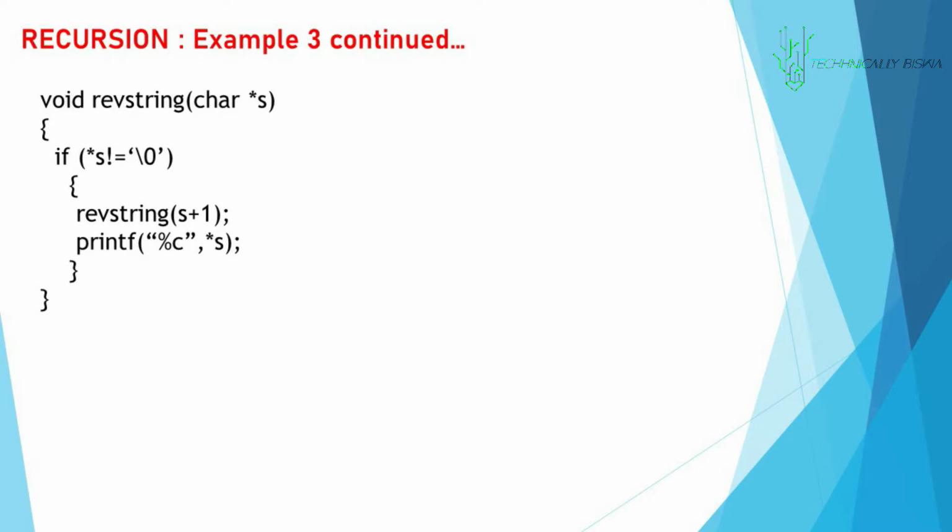Complicated? Just 3 lines. Just 3 lines of code. Okay, clear? And then let's give them line numbers. If condition is line number 1, then Refstring s+1, that is line number 2, printf %c, star s, that is line number 3. That is how we now discuss the program.